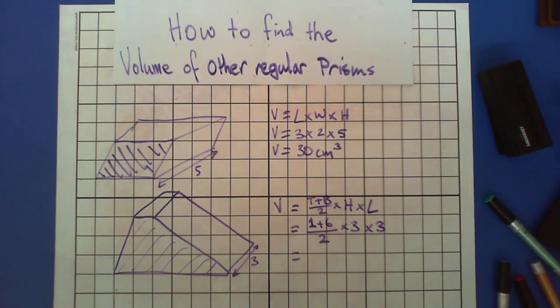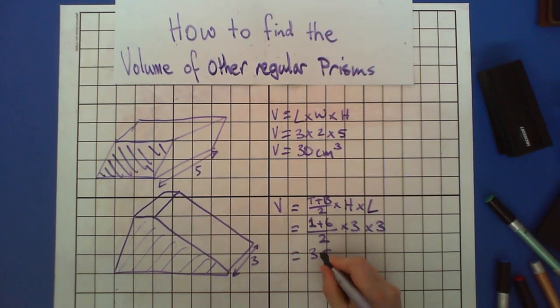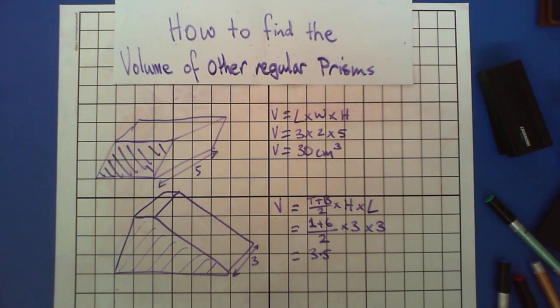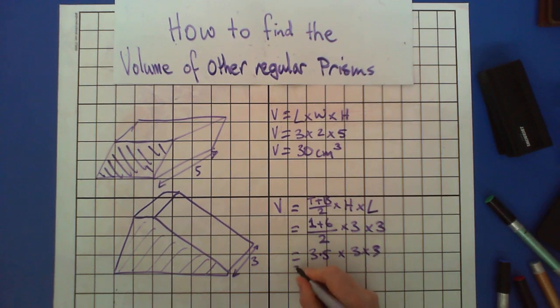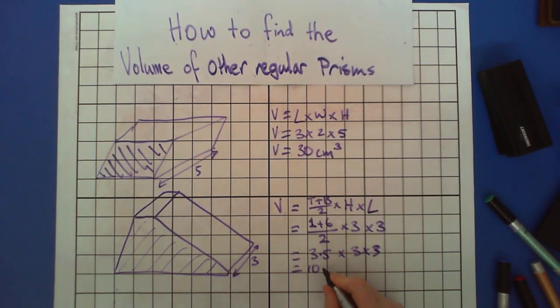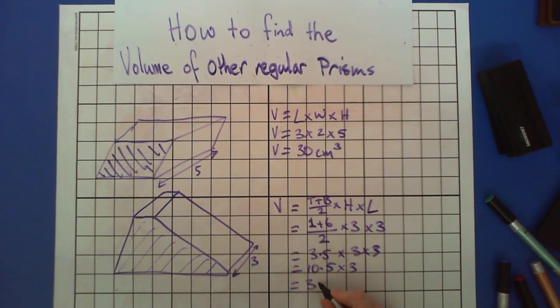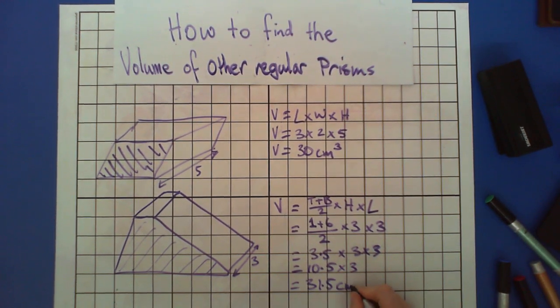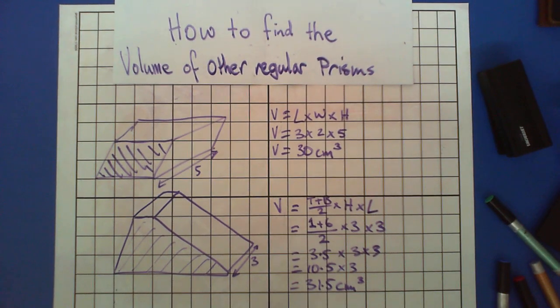So when we do this, we've got 1 plus 6 is 7, divided by 2, is 3.5. Okay. 3 times 3.5. So I'll write this out. Okay, gives us 10.5, times by 3 is going to give us 31.5 centimeters cubed.